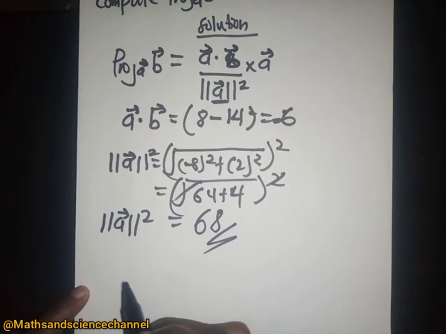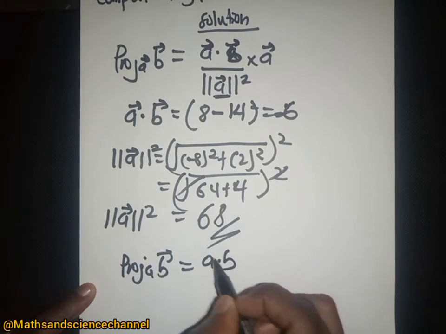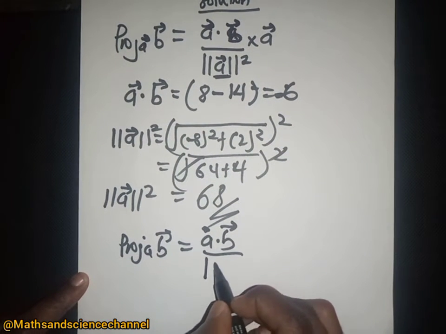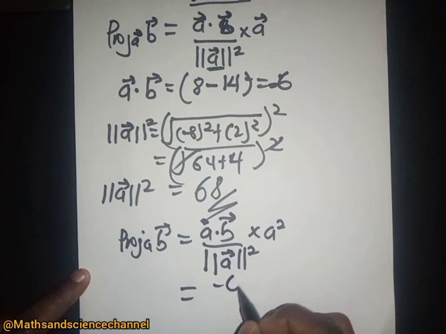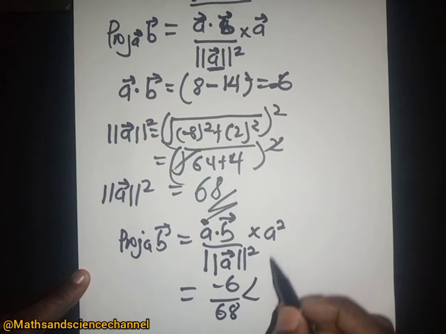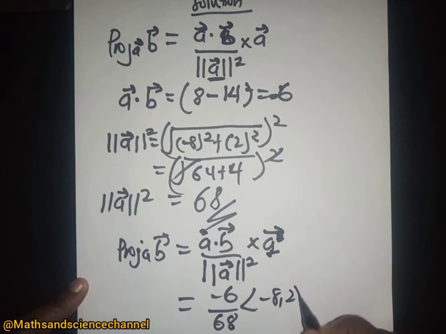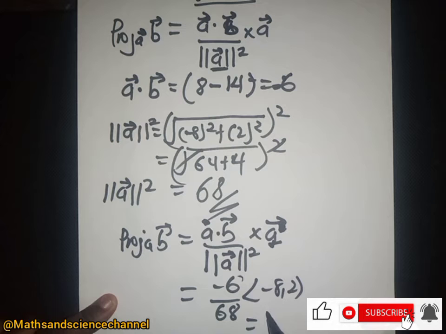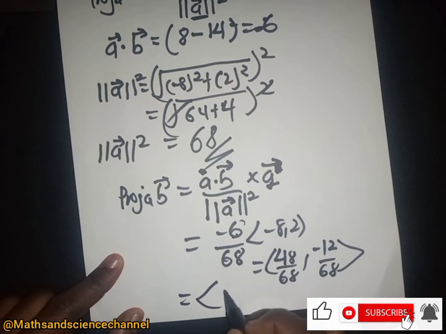So if that is the case, we can then insert this. The projection of b on a is going to be the dot product, negative 6, divided by the magnitude of a squared, 68, multiplied by vector a. Note that a is not squared, it's just a vector. So vector a is negative 8 and 2. Negative 6 multiplied by negative 8 gives positive 48 divided by 68, and negative 6 multiplied by 2 gives negative 12 divided by 68. But then we can reduce these to 12 over 17 and negative 3 over 17.